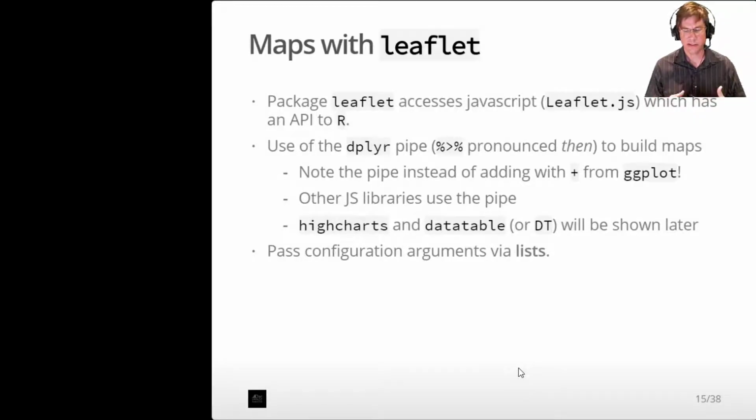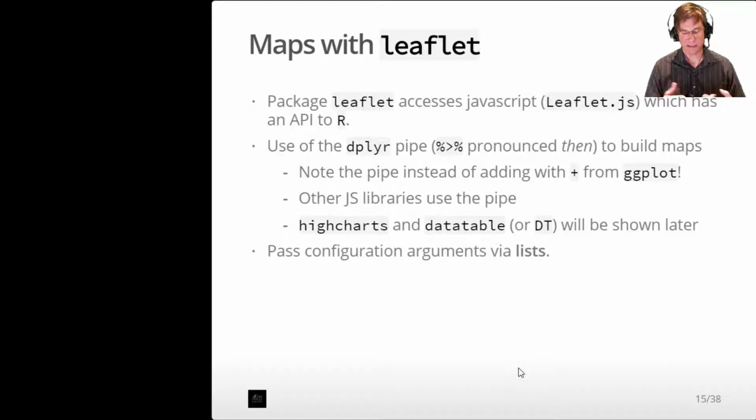Now this package is one of these packages that lets you interface to a JavaScript package, in particular leaflet.js. And the way this works is you use the dplyr pipe, or the magrittr pipe, which is this %>%, the forward pipe, which is pronounced "then". So if I'm going through some code and I say leaflet of SA4 data, then whatever, then refers to this pipe.